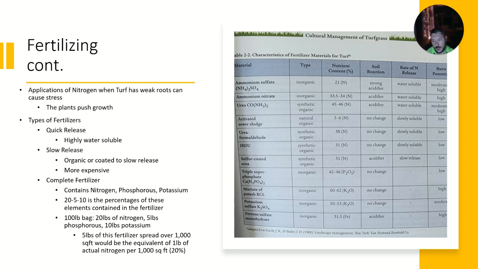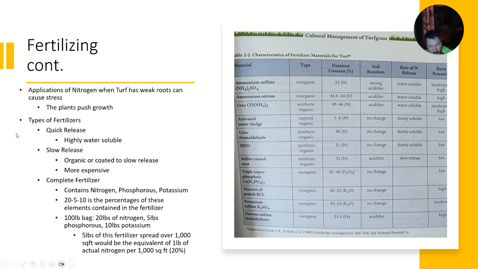If you were to take a bag that's a 20-5-10, again, those are the percentages of these elements in the fertilizer. So if we have a 100-pound bag of fertilizer, it contains 20 pounds of nitrogen, 5 pounds of phosphorus, and 10 pounds of potassium. Now, if you were to apply 5 pounds of this fertilizer over the course of 1,000 square feet, it would be the equivalent of 1 pound of actual nitrogen per 1,000. Again, it's 20%. So 20% of 5 is 1, right? 1 pound of nitrogen, etc. So the math's there.